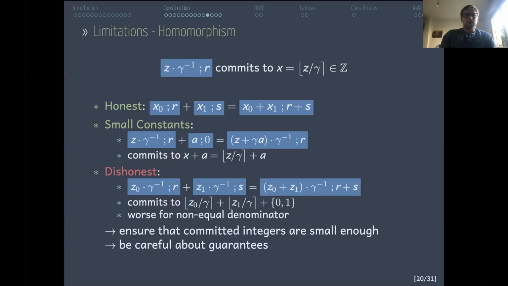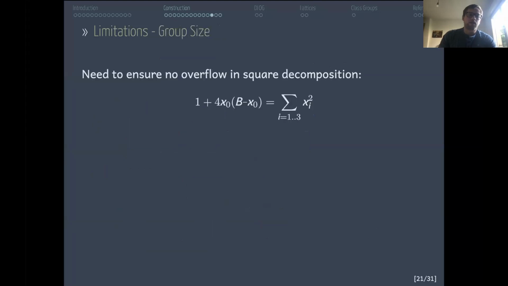So what I want to say with this is you need to be careful if you use this range proof, because first of all, you need to ensure that committed integers are small enough, and you need to be careful about what you actually guarantee if you use this later on in a setting. We're currently working on a way to make this less cumbersome to deal with in applications, and it also already works quite out of the get-go if you don't need these dishonest homomorphic properties in your applications, but if you need it, you need to be careful.